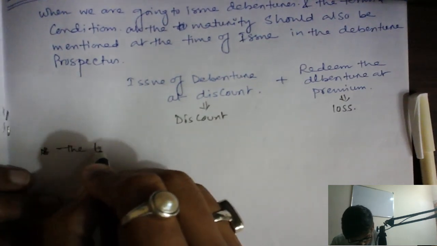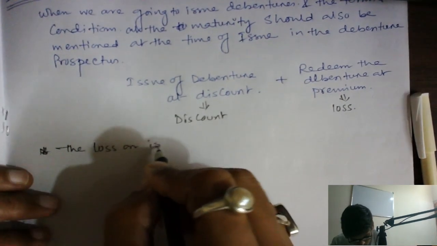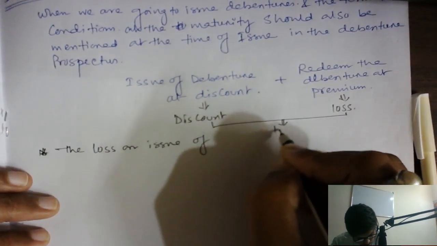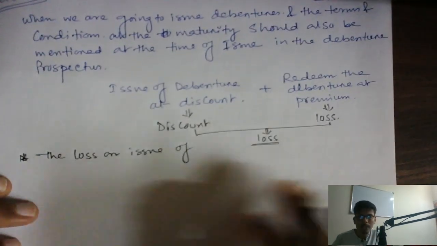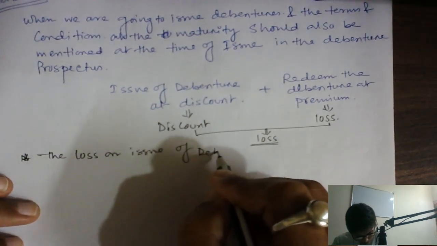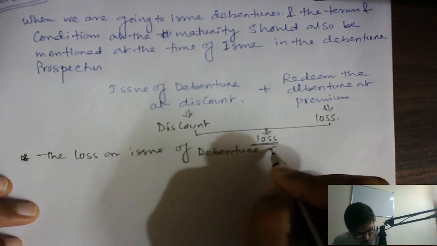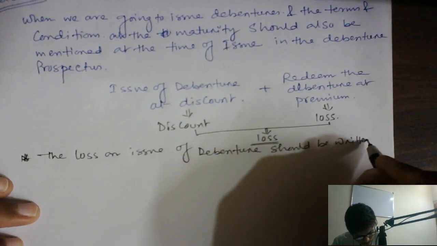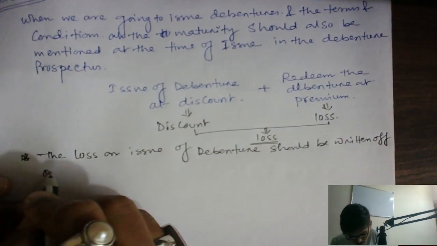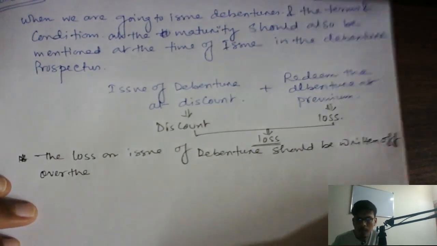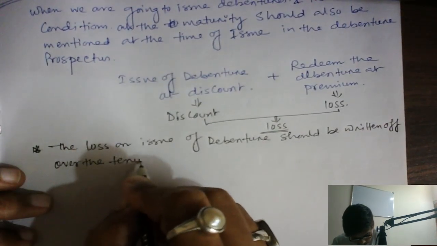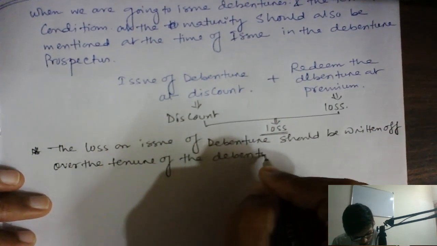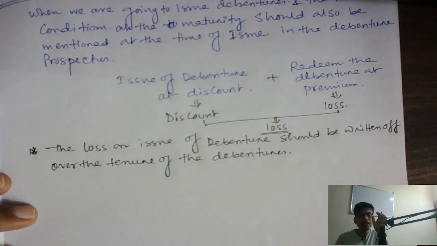The loss on issue of debenture, these both are constituted as a loss. The loss on issue of debenture should be written off over the tenure of the debenture. It means the term of the debenture.